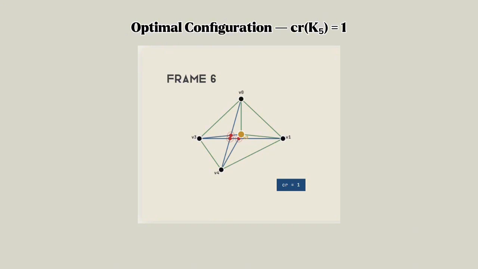This demonstrates that CR(K5) = 1. No matter how the vertices of K5 are repositioned, at least one edge crossing will always remain. Therefore, K5 is a non-planar graph. This property is inherent to its topological structure and does not depend on the way the graph is drawn.